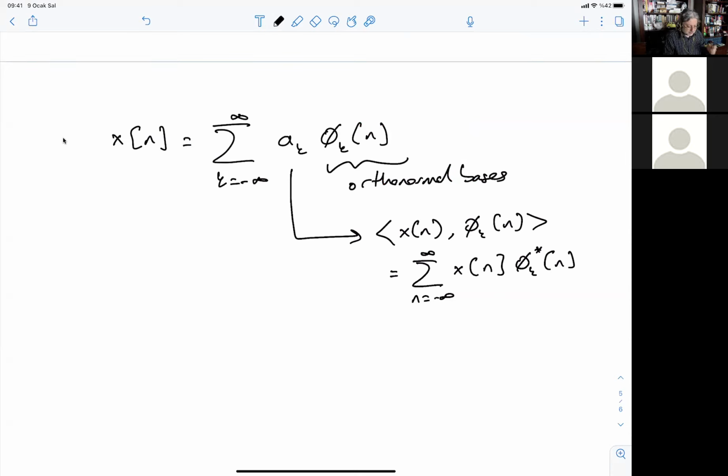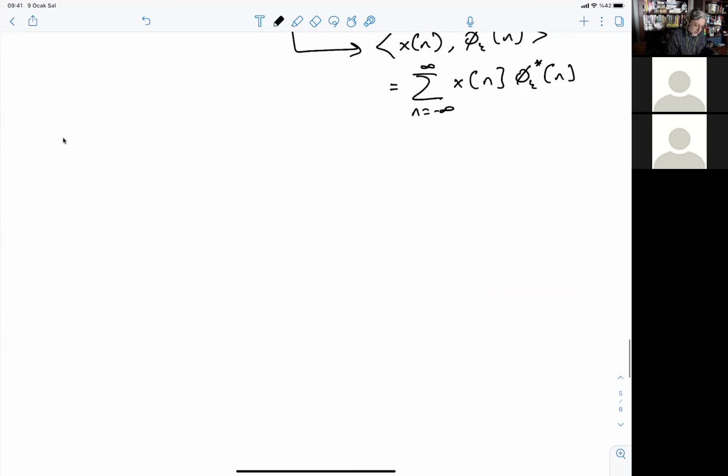And this automatically defines a transformation from the values of x[n], like x[1], x[2], x[3], etc., to a_k, which is a_0, a_1, a_2, etc. So from the x to the a's, this defines a transformation.